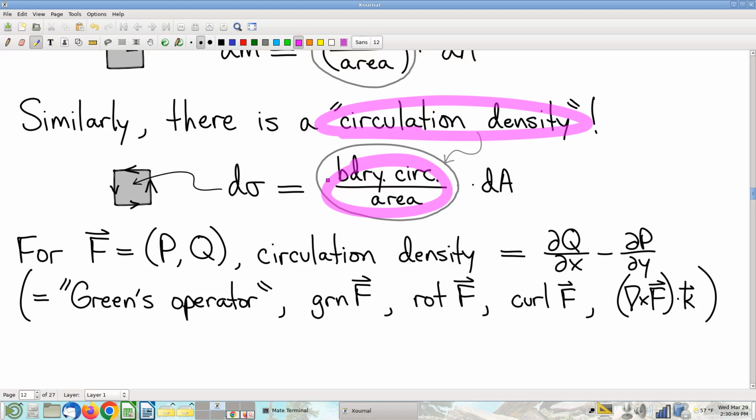It's a calculation. There's steps and details, and it's perfectly doable. It's in the book. You can look and see that calculation in the book if you want. To my mind, that's details. I don't want to focus on details that are just a mere calculation. So I'm just going to tell you what the answer is, and that is for a given vector field P comma Q, circulation density is this formula right there, dQ dx minus dP dy.